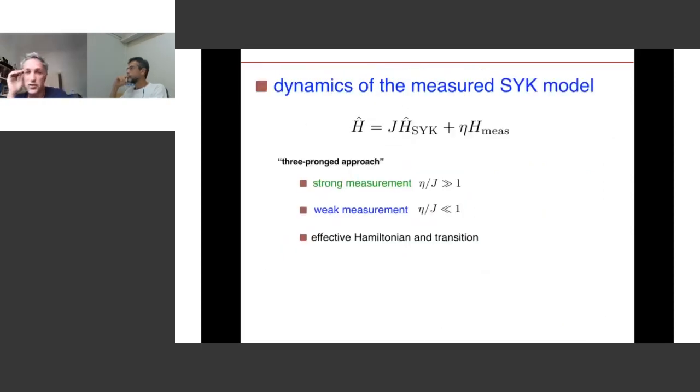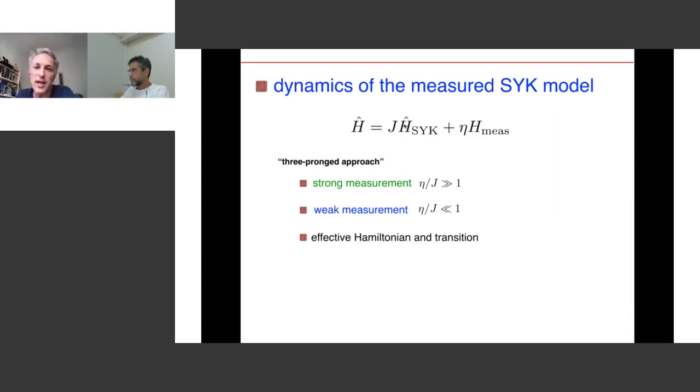Okay, so this brings me to our attempts to try and understand the dynamics of the measured SYK model, and maybe it becomes clear during the talk. I don't know if it becomes clear, but we first thought it was an easier problem. We had to learn that it's not as easy as we thought in the beginning. That's why we use different approaches to try to understand what is going on. So we have our Hamiltonian.